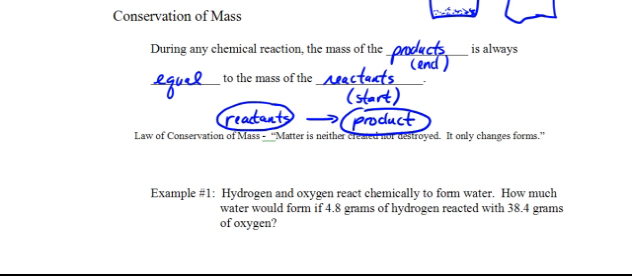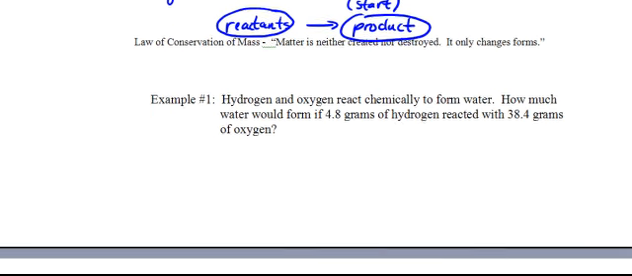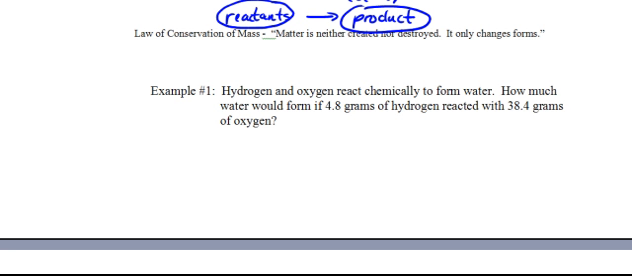Well, what do we mean by mass being conserved? What does this look like during a chemical reaction? Well, let's look at a few examples here. So let's scroll down. So here's example number 1. It says hydrogen and oxygen react chemically to form water. How much water would form if 4.8 grams of hydrogen reacted with 38.4 grams of oxygen?